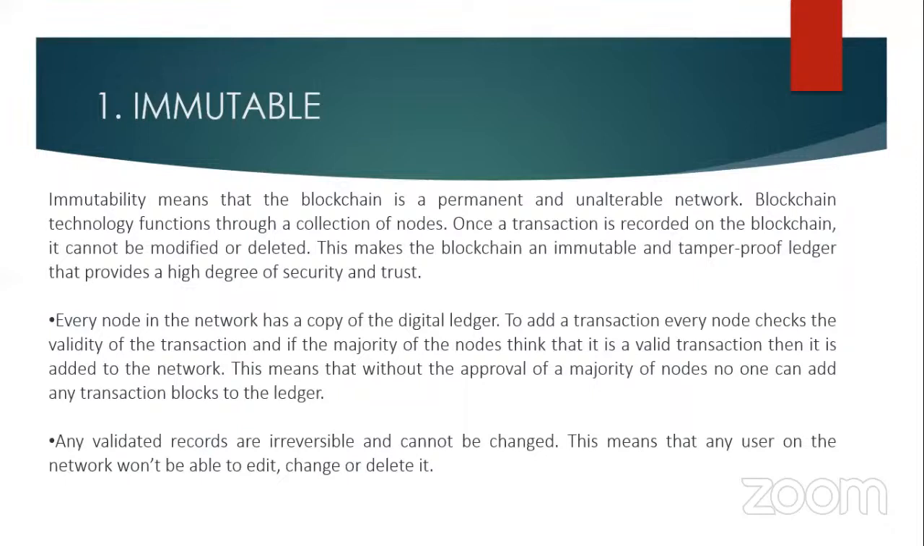So every node in the blockchain network has a copy of the ledger. To add a transaction, every node must check the validity. In my first explanation, I said that in order for me to transfer any Bitcoin to anybody, once I broadcast such a transaction to the blockchain, the nodes confirm and verify if I have such value to give out. So any validated record is irreversible and cannot be changed.